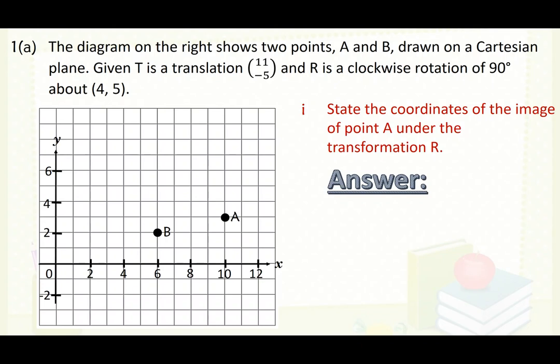We look at first question 1. The diagram on the right shows 2 points A and B drawn on a Cartesian plane. Given T is a translation, and R is a clockwise rotation of 90 degrees about the center 4, 5. State the coordinate of the image of A under the transformation R. R is a rotation of 90 degrees about center 4, 5.